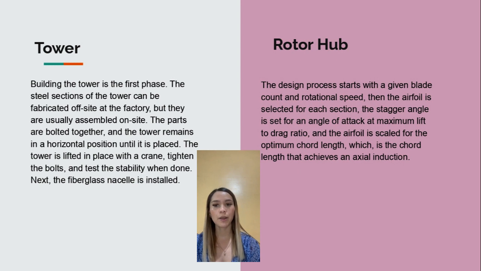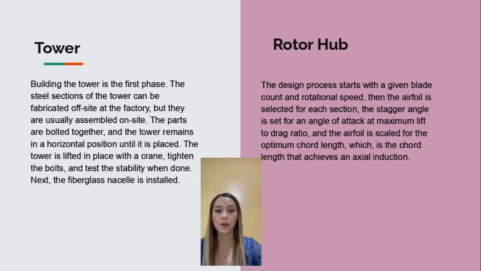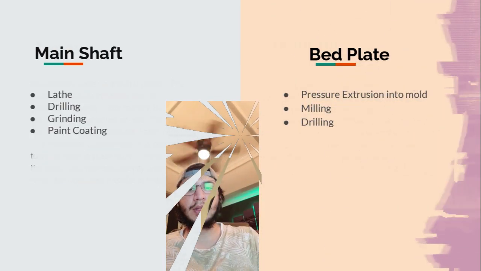The parts are bolted together and the tower remains in a horizontal position until it is placed. For the rotor hub, the design starts with the given blade count and the rotational speed. Then the airfoil is selected for each section. The stagger angle is set for an angle of attack at the maximum lift-to-drag ratio. The airfoil is scaled for the optimum chord length, which is the chord length that achieves an axial induction.